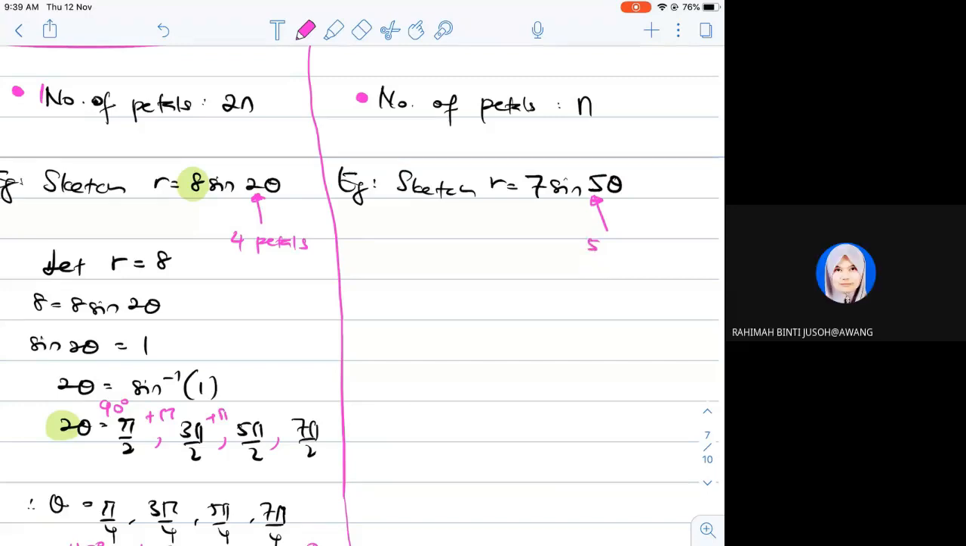So how many petals do we have here? 5. Yes, 5 petals. Okay, no need for you to multiply by 2. Previously, you had to multiply by 2. But in this case, no need for you to multiply. Straight away, take the n because n is odd.